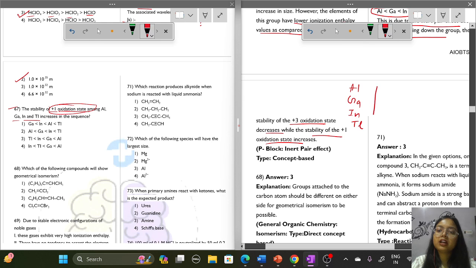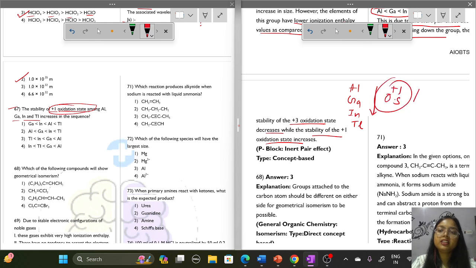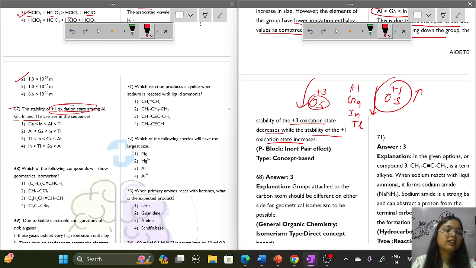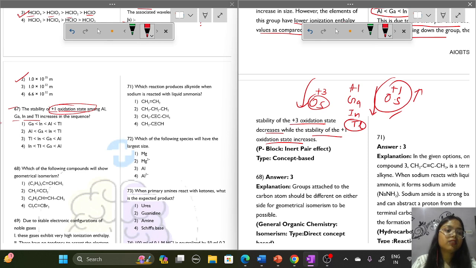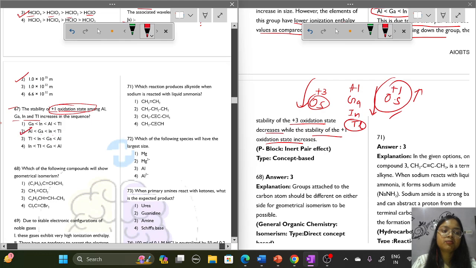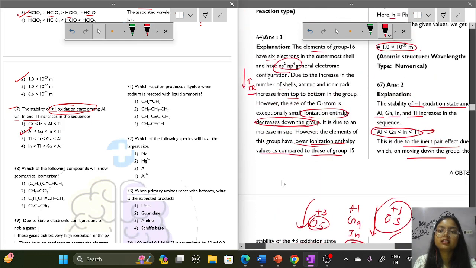So when we move down the group, the +1 oxidation state ability increases, and the +3 oxidation state ability decreases. Here what is asked is the stability of the +1 oxidation state. So the element which is at the bottom will have the greatest +1 oxidation state stability. So aluminium will have the lowest, then gallium, then indium, then thallium. Option number 2. Option 2 is the correct answer, right? Yeah.